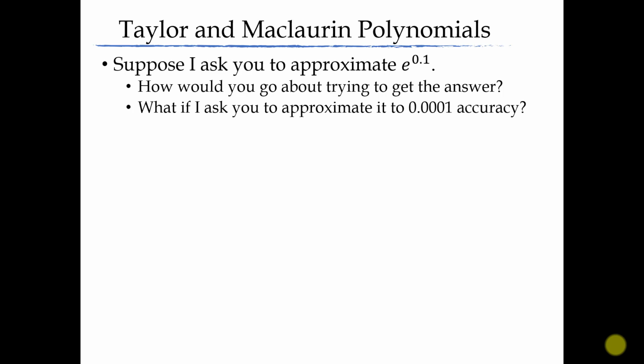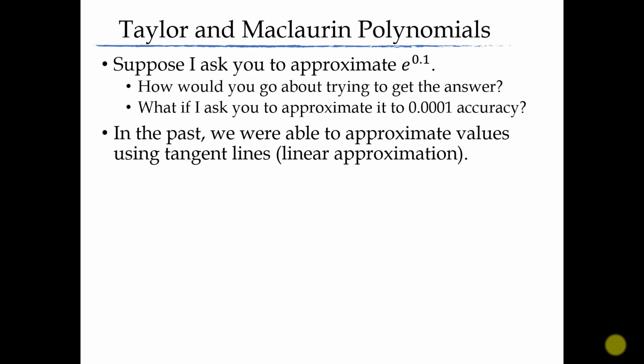Suppose I asked you to approximate e to the 0.1 power. How would you go about trying to answer this question? What if I asked you to approximate this to 0.0001 accuracy? That becomes really difficult if you think about it. You may be able to approximate e to the 0.1 power, but you're not going to be able to approximate it to 0.0001 accuracy. In the past, we were able to approximate values using tangent lines and linear approximations.